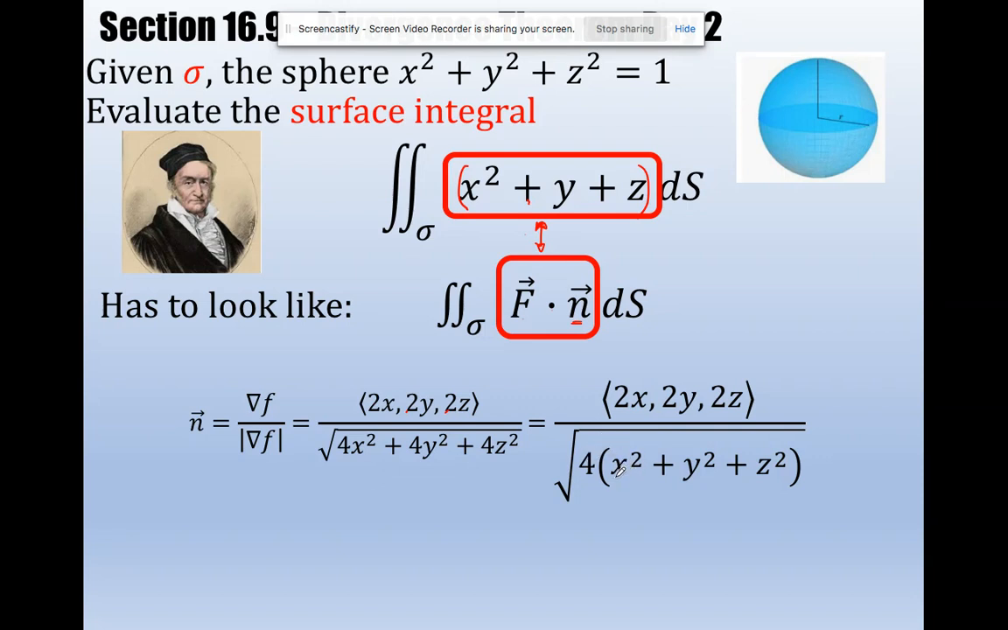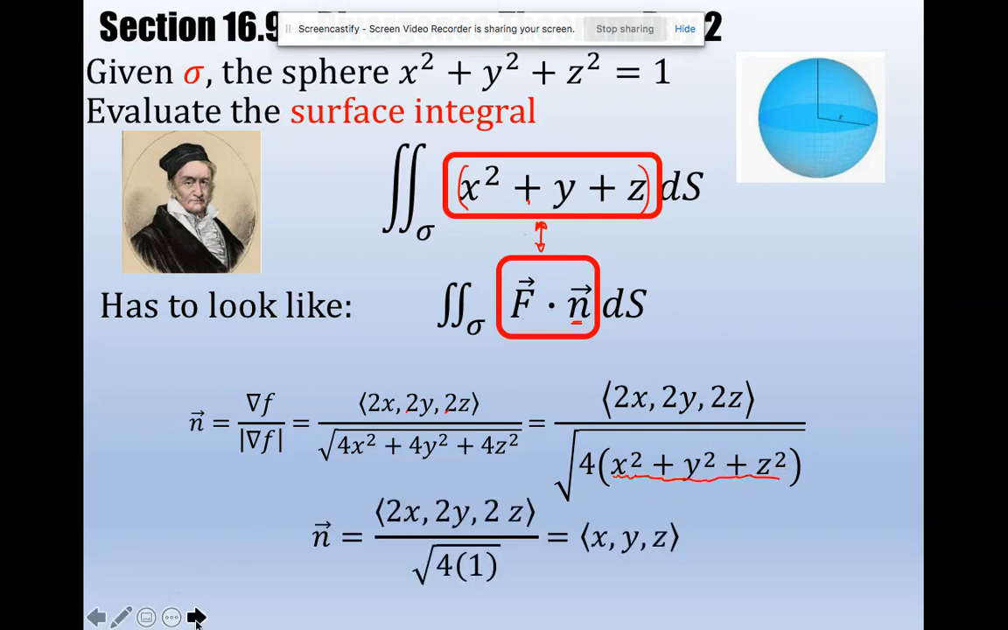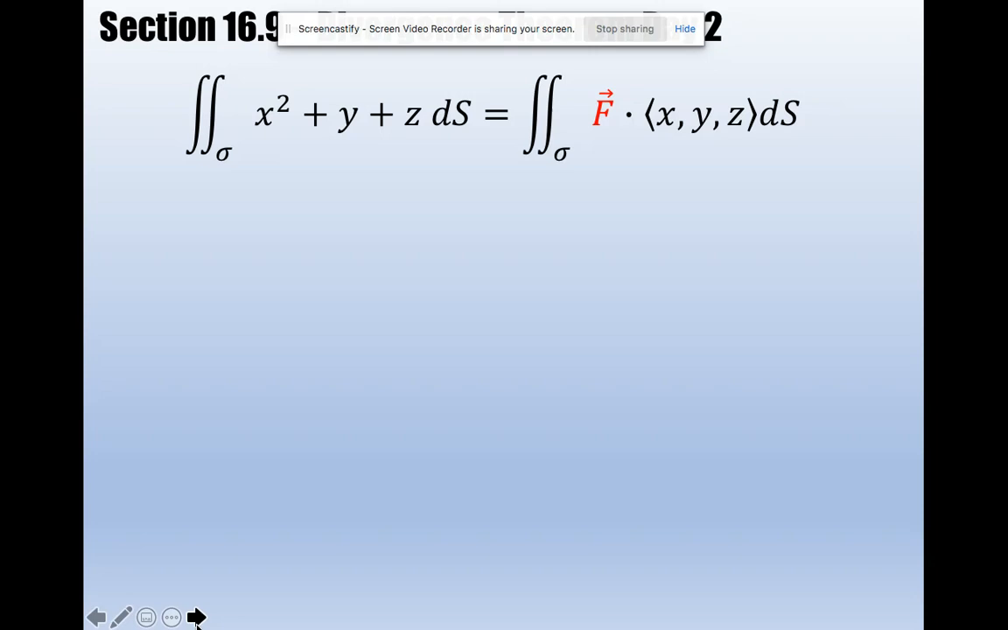Do you see what this is? x squared plus y squared plus z squared. What can you replace that with? A 1, right? From up here. So I can factor the 2 out of my vector, and the square root of 4 is just 2. So that cancels out, and my normal is just x, y, z. So check. I have one of the factors, right? Factor, not really legitimately factors, but I think you kind of get where I'm going here.